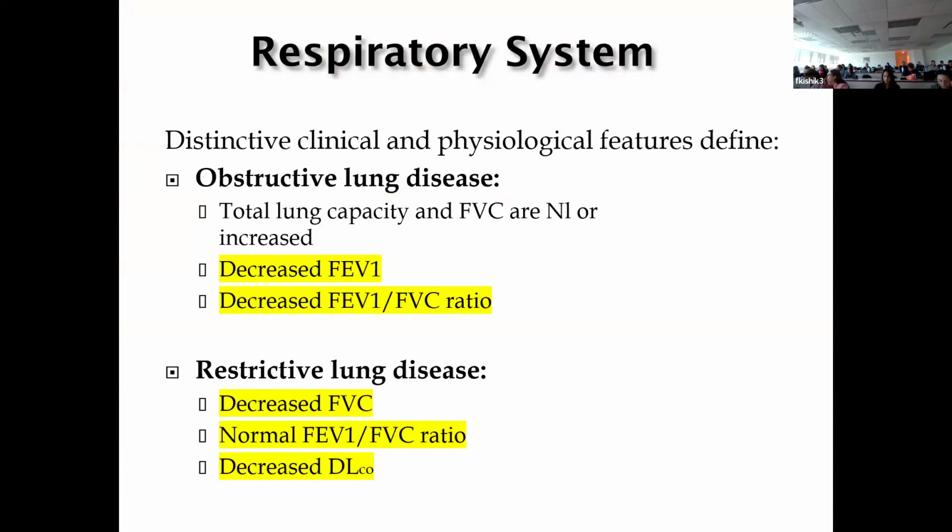So distinctive clinical and physiological features define obstructive lung disease, which is COPD mostly. Your total lung capacity and forced vital capacity are normal or increased, with decreased FEV1, that 1 second you can't do it. Another way to understand that faster: for obstructive lung disease, are your airways small or large?